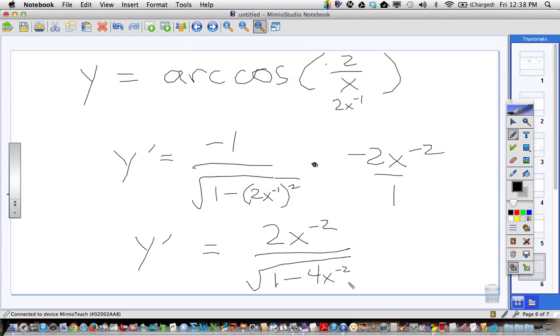Now, could you move that x down to the bottom? Yes, the 2 would not go with it. The 2 would stay there. If you want to move that x down as an x squared, I'm fine with that. I don't think I would flip that around because then you start getting fractions you don't really need.